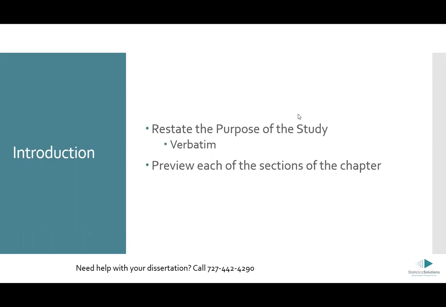So that can be as simple as providing a list in a narrative format of the different sections that you will be discussing in this chapter. So you may say, in this chapter, the researcher will present the procedures for data collection, participant recruitment, and data analysis. So just kind of previewing some of those bullet points that I shared on the component slide just before to let them know what to expect here.